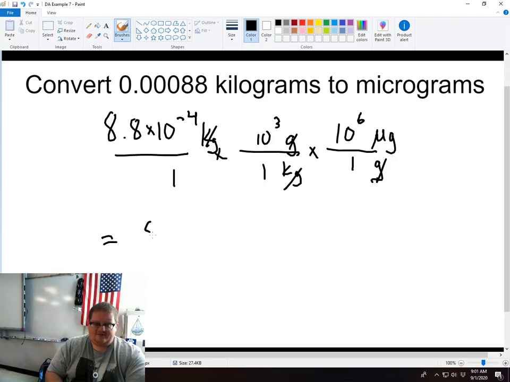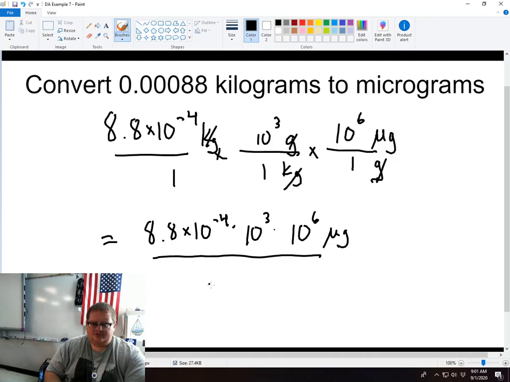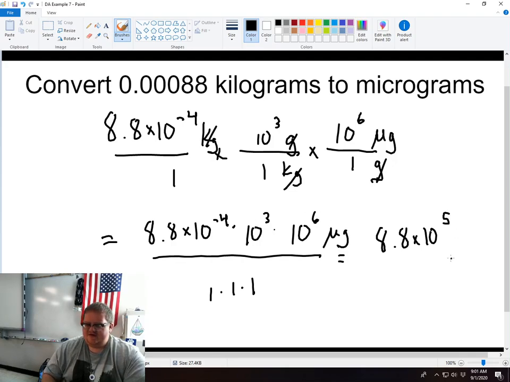So on top, when I multiply across, I have 8.8 times 10 to the -4th times 10 to the 3rd times 10 to the 6th micrograms. On the bottom is just 1 times 1 times 1. So the bottom's not going to matter again, it's just going to be 1. So on top I get 8.8 times 10 to the, we're going to add -4 plus 3 is -1 plus 6 is +5. My unit is micrograms. So there's the answer.